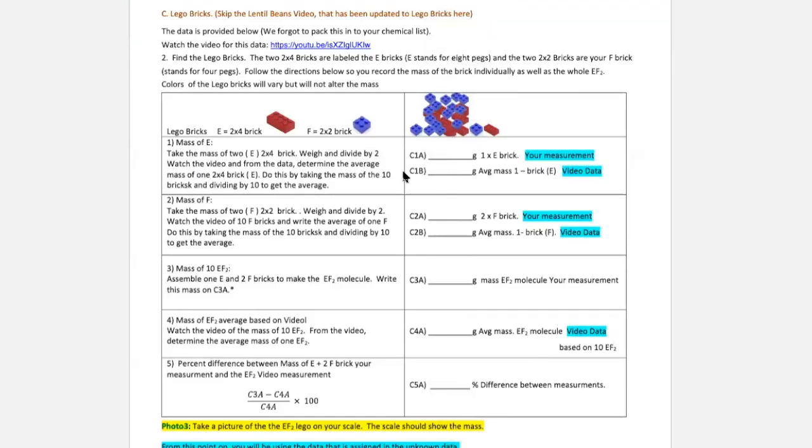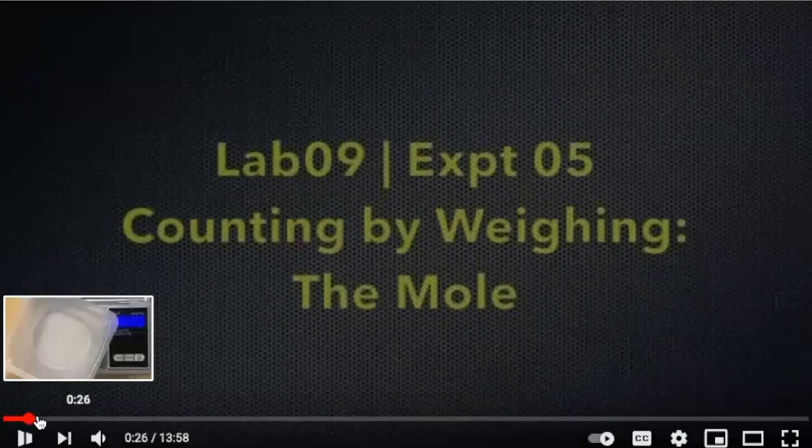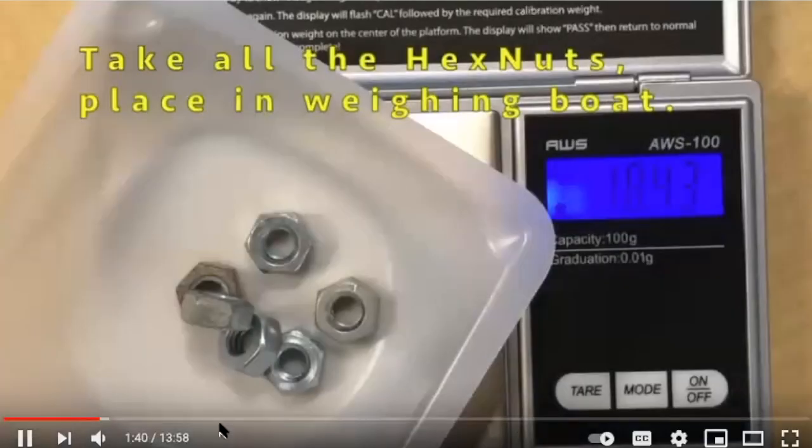And then you take your 2 F bricks, take the mass, and divide it by 2. That would be down here, C2A. Okay, and then this part right here, the video, let me show you the video. So the first part just explains how you would weigh these things, okay? But if you scrub through and go to the second part, you'll see the bricks.